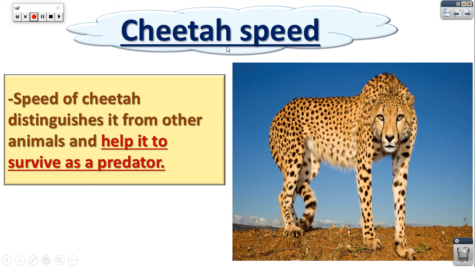Okay? So why is the speed of the cheetah faster than any other animal? To help it survive as a predator. What is the meaning of predator? A predator is an animal that attacks other animals and eats them.